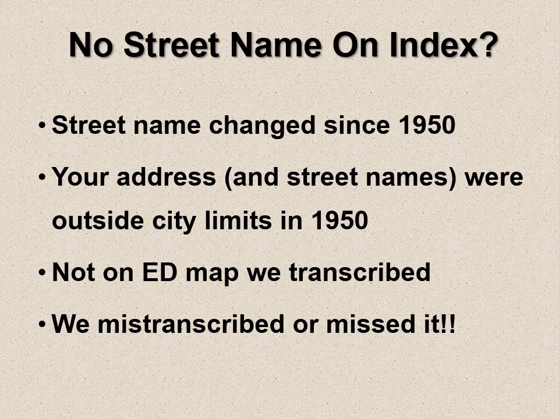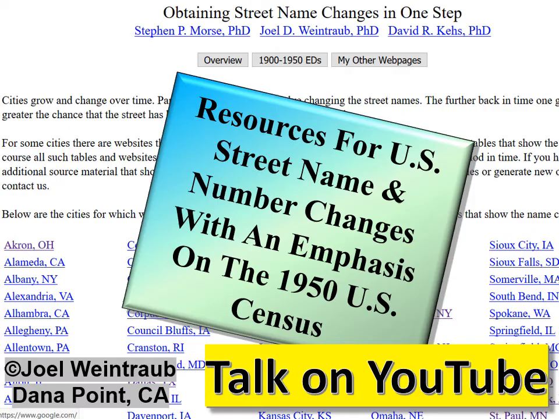It could have been not on the ED map we transcribed, and some of those maps were pretty old. They weren't 1950 maps. They were 1940, 1930. I even found some of the National Archive maps from the 1920s. You should note that I do have a video on YouTube on street name changes. We have a table of over 260 locations where we have old and new street names that may help you when you run into a problem if your street has been renamed.